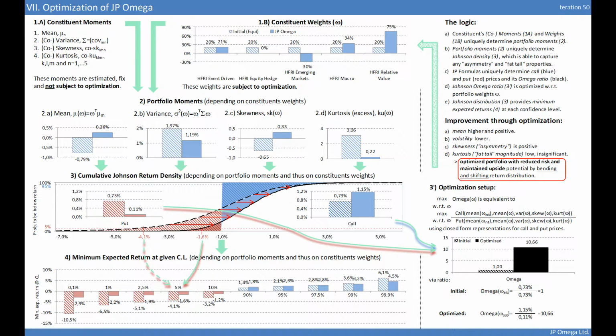Thus, the Johnson Omega shifts and bends the portfolio distribution, which becomes better in the traditional mean-variance sense and furthermore has superior tail properties. Downside risk, that is Johnson put, is massively reduced, while upside potential, that is Johnson call, is increased substantially, implying an increased Johnson Omega.